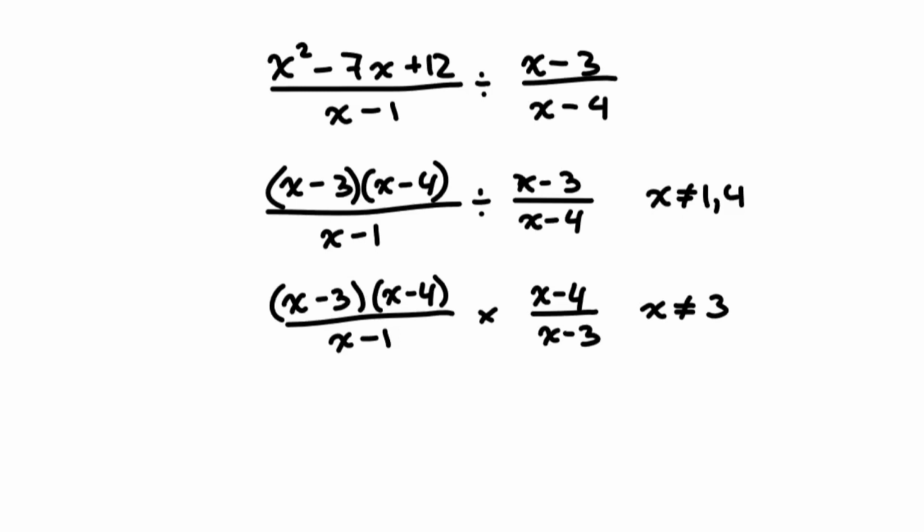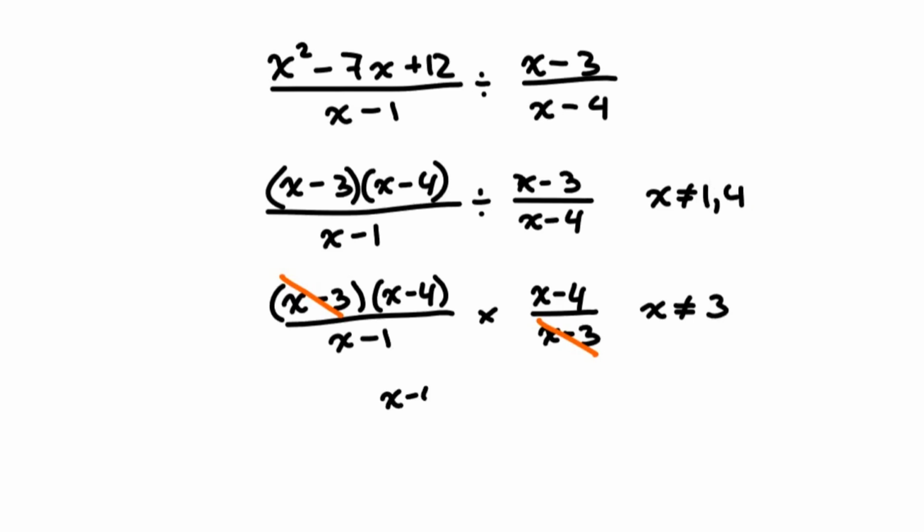And now that we have done that, we can see if there are any factors that we can reduce. So in this case, I notice that there is an x minus 3 in the numerator here and x minus 3 in the denominator here. So I'm going to get rid of them, and I'm going to multiply what's left.